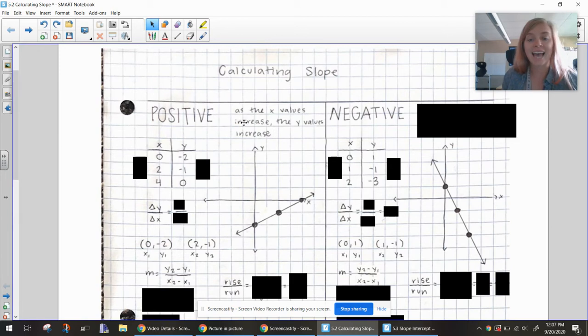Positive slope means that as the x values increase, the y values increase. So it's always going to be going up like you see in this graph.